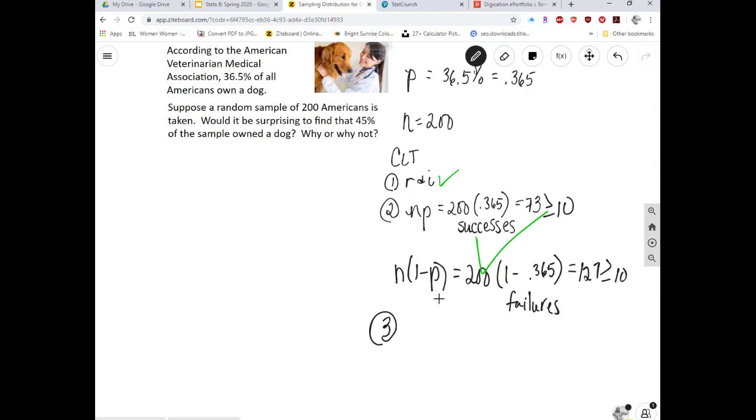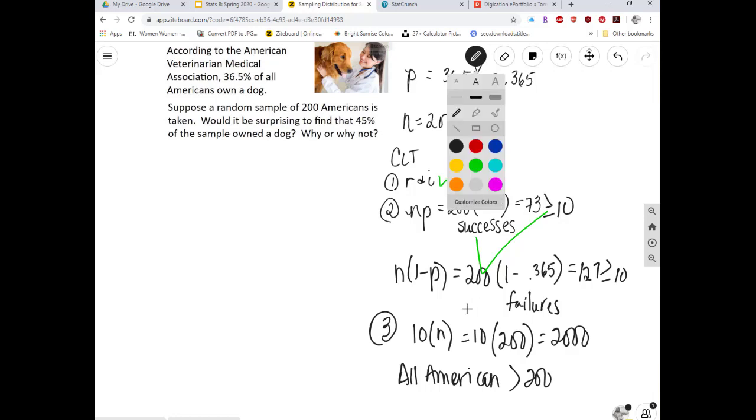The last condition is that my population has to be at least 10 times bigger than my sample size. My sample size is 200, so 10 times my sample size is 10 times 200, and that's 2,000. Are there at least 2,000 Americans? Yes, there's actually like 365 million Americans or something crazy like that. So this is a lot bigger. All Americans is a humongous number that's greater than 2,000. So my last condition checks.